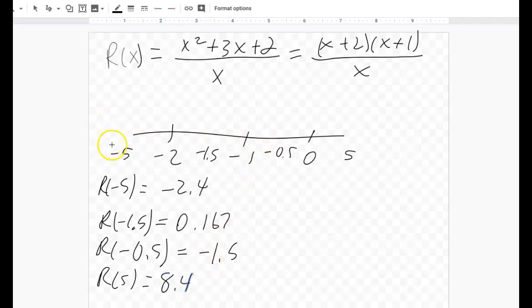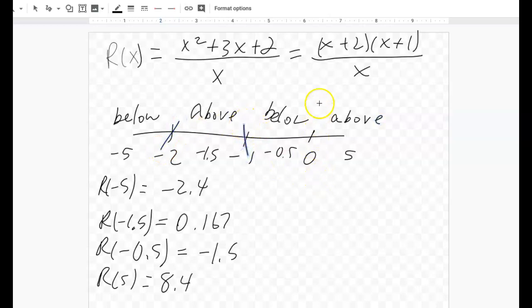So what that's telling us is that to the left of -2, it's below, and between -2 and -1, it's above. Between -1 and 0, the curve is below. And greater than 0, the curve is above. So it's going to come through like this, and then come back through like this, and then this is where our vertical asymptote is.